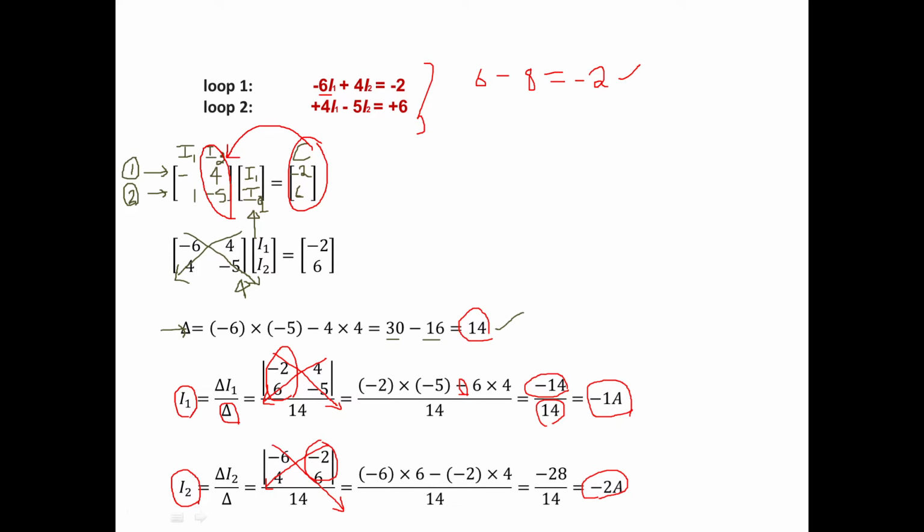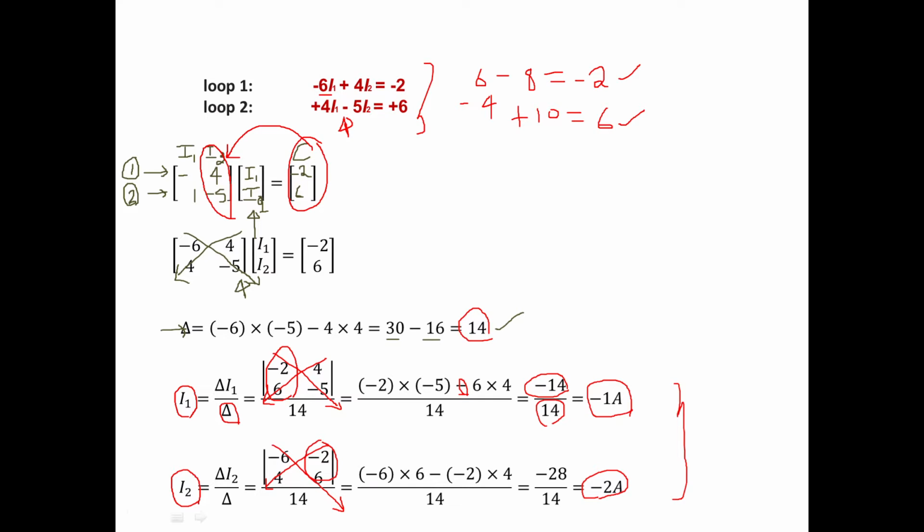Please check the second equation also. 4 into minus 1 is minus 4. I'm substituting the value of I1 and I2 here. I found out I1 and I2, my values are here. I'm just substituting in that equation. Plus 10, minus 4 plus 10 is equal to 6. So you have to substitute your value in both the equations and you find that both the equations are satisfied. So my answer is correct.